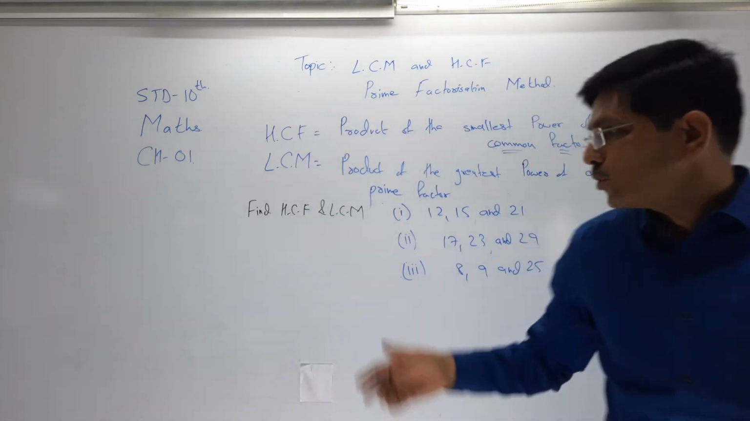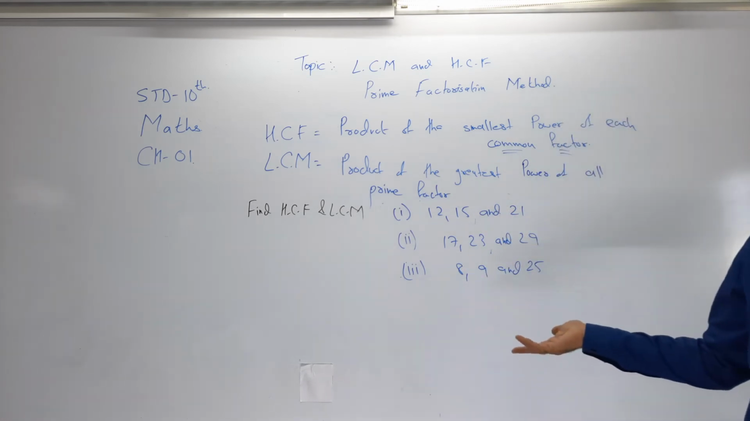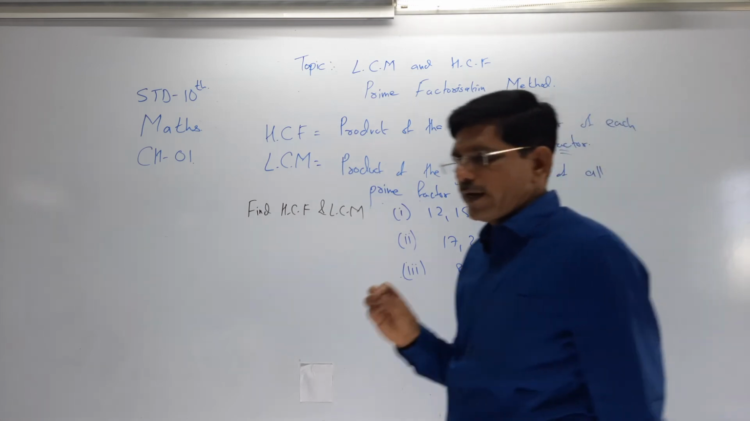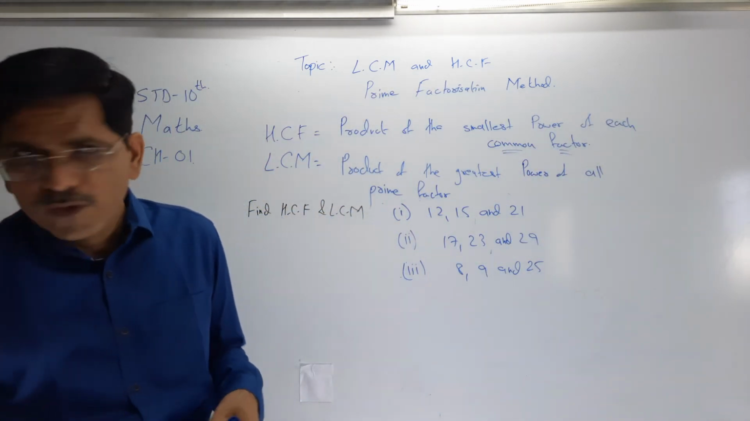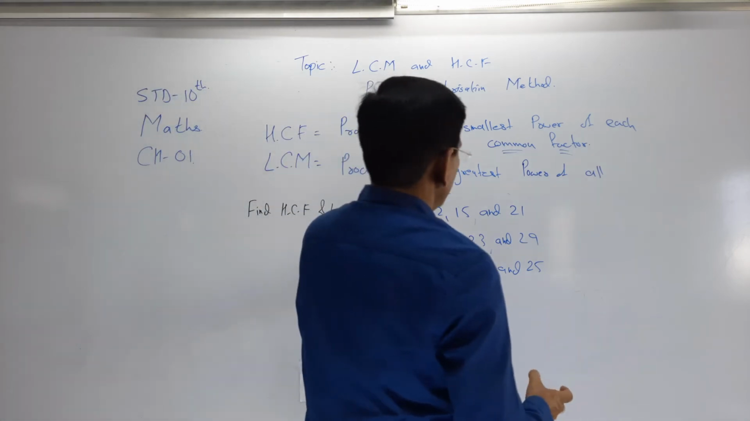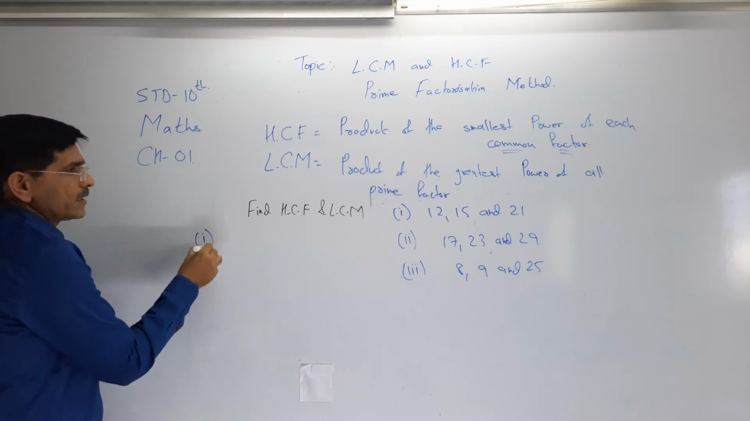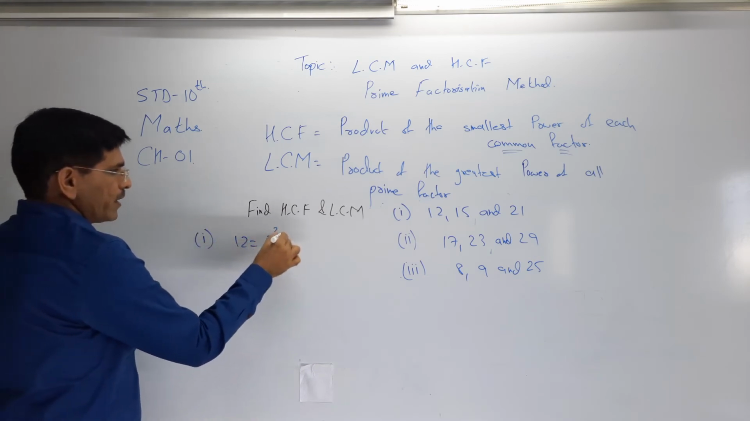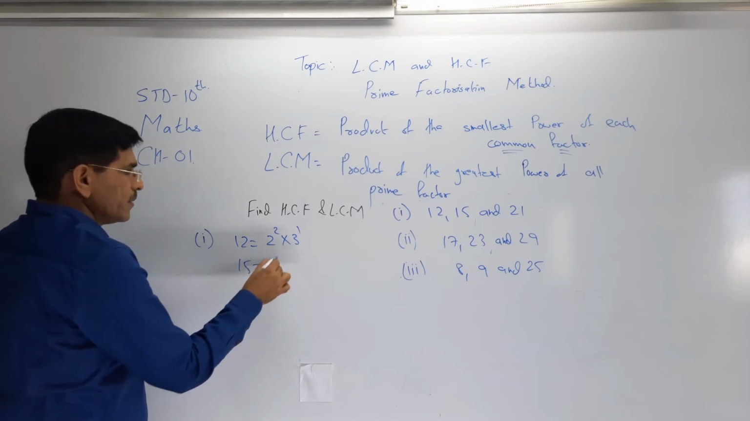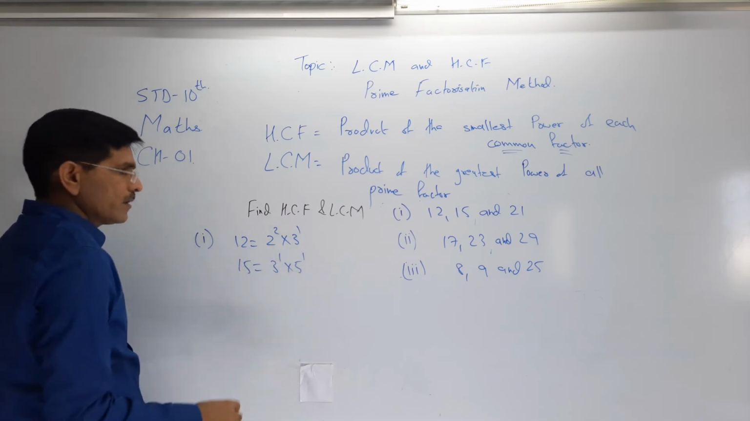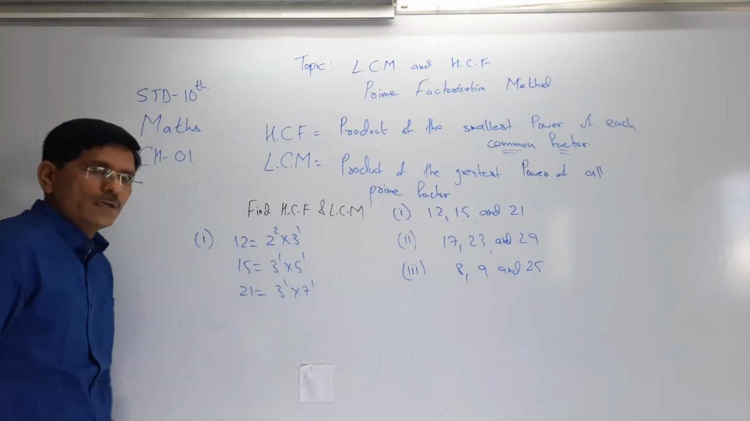Now try to give me the answer of it. Already I have dictated all 3: 12, 15, 21. So I have to write the prime factors first. 12 is 2 to the power 2, 3 to the power 1; 15 is 3 to the power 1, 5 to the power 1; 21 is 3 to the power 1, 7 to the power 1.